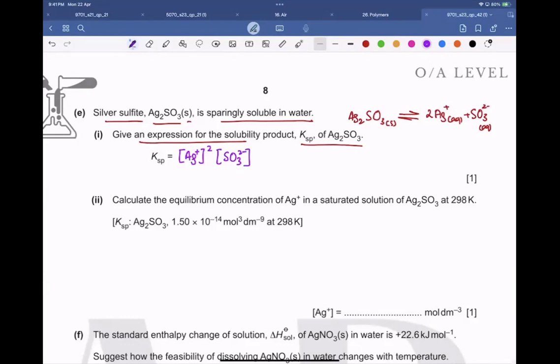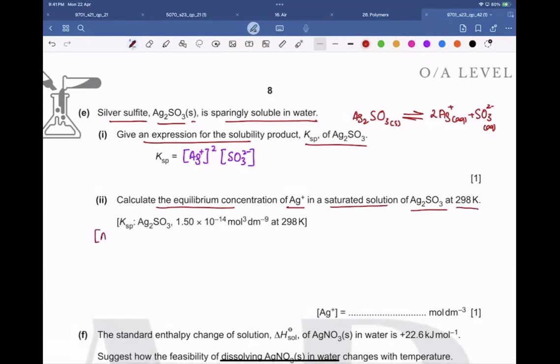Okay. Now, in the next part, they are saying calculate the equilibrium concentration of Ag positive in a saturated solution of silver sulfide at 298 Kelvin. So it means we have to calculate the concentration of Ag positive ions, right? So let's assume that the concentration of sulfide ion is X. If you see over here, there are 2 moles of Ag positive and 1 mole of sulfide ion, so if the sulfide is X, then Ag positive would be 2X. Is this understandable?